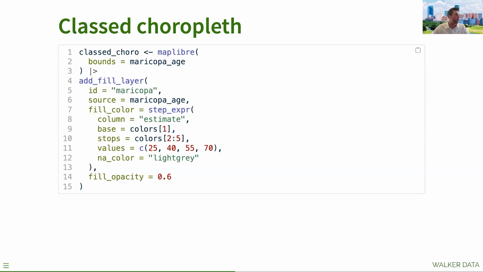And so 0 to 25 is going to be my base color. 25 to 40 is going to be my second color. 40 to 55 is my third color. 55 to 70 is my fourth color. And then 70 and up, everything above the last value, that's going to be my fifth color. That's how step expressions are specified in the underlying JavaScript. And so I wanted to bring that functionality and that flexibility to R.